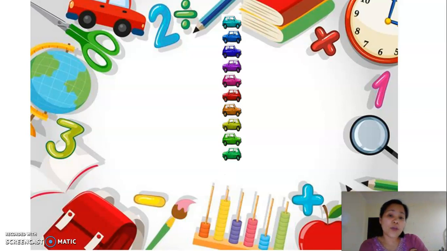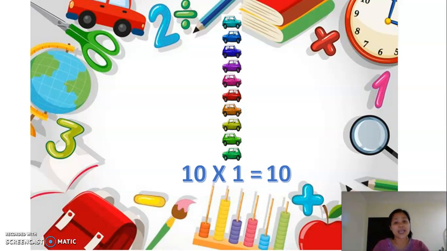And here we also have an array of cars. So let's count how many rows and columns of cars do we have. So let's count the rows first. Everybody say 1, 2, 3, 4, 5, 6, 7, 8, 9, 10. So we've got here 10 rows of how many columns? Very good. We only have 1 column here. So here we've got 10 rows of 1 column. So what is 10 times 1 then? Very good. So 10 times 1 is equal to 10.